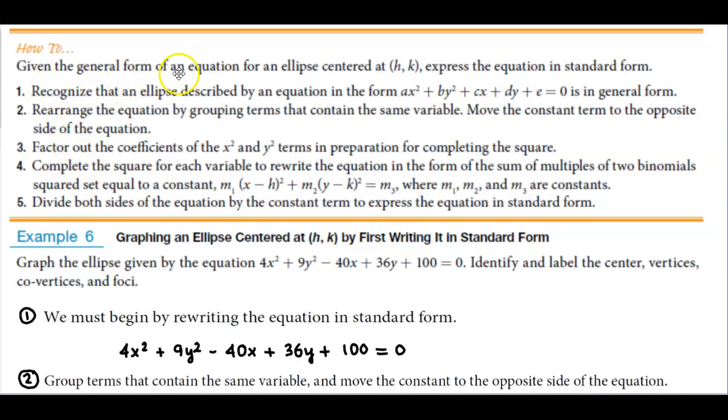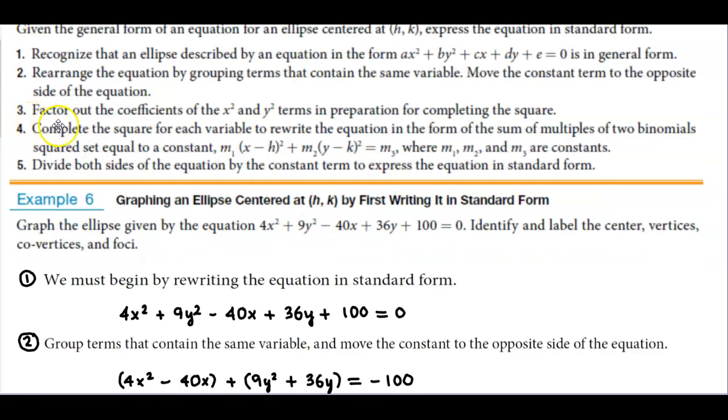Okay, now given the general form of an equation for an ellipse centered at (h, k), we want to express the equation in standard form. Step 1, we have to recognize that an ellipse described by an equation in the form Ax² + By² + Cx + Dy + E = 0 is in general form. Number 2, we have to rearrange the equation by grouping terms that contain the same variable, and then move the constant term to the opposite side of the equation.